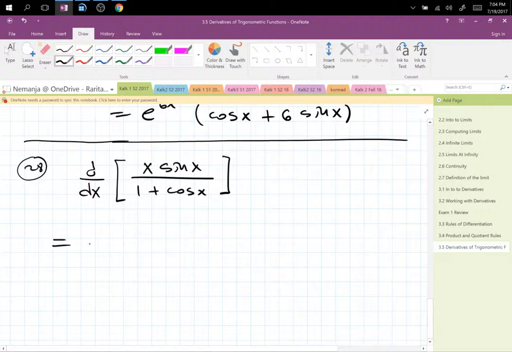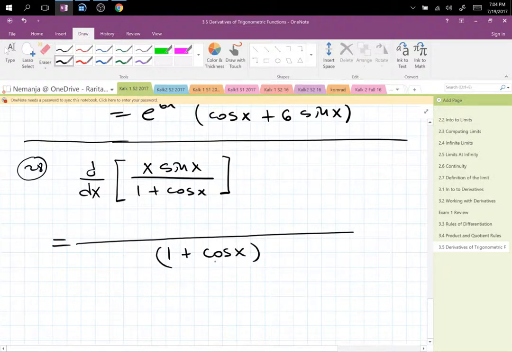To do the quotient rule, we take the denominator and place it in the denominator squared. Then we copy as is. The derivative of the numerator is the product rule: copy the first, derivative of the second, plus copy the second times the derivative of the first, which is 1. So we don't need to do anything there. And then we have minus, copy the top, which is x sine x.